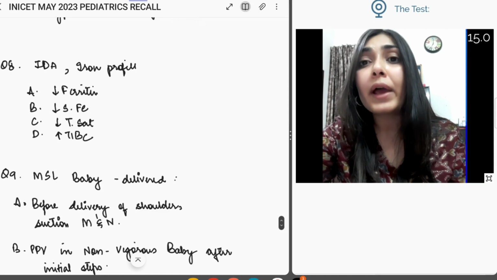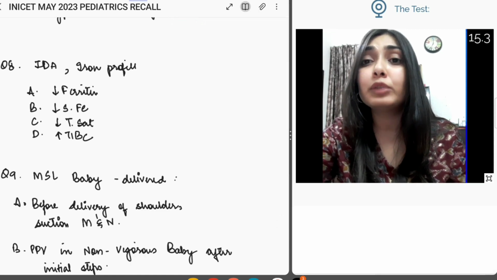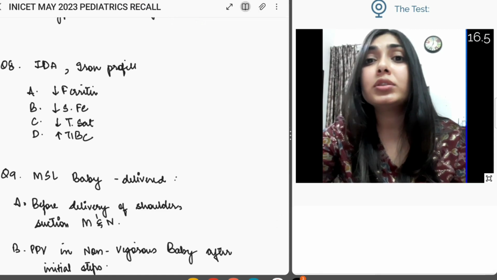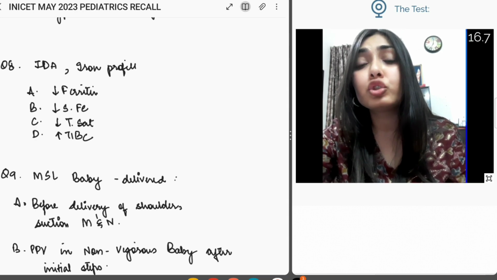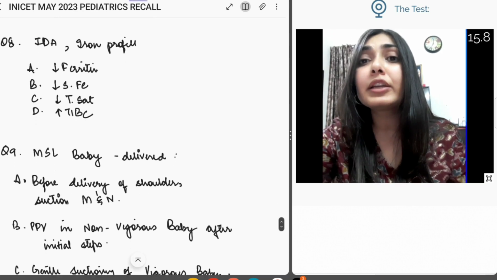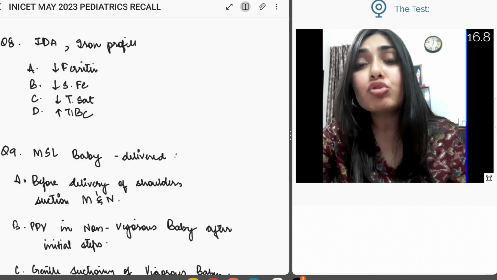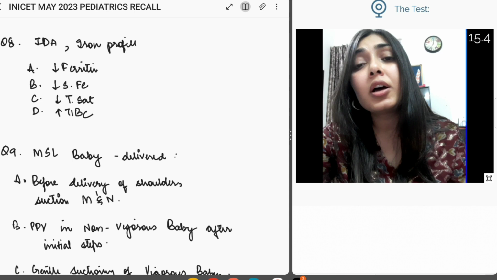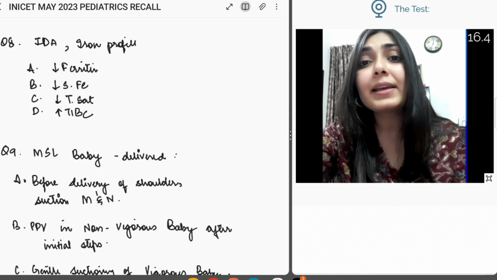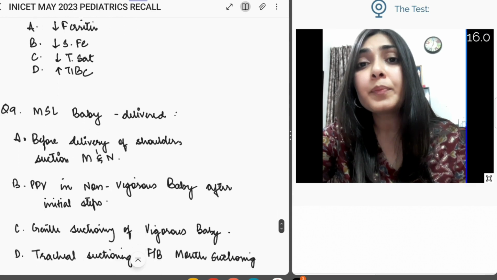The next question was for iron deficiency anemia, and they asked about the iron profile for that child. The first option was decreased ferritin, which is true, stores would be less in iron deficiency. Total serum iron less, which is true. Transferrin saturation less, true. TIBC, that is total iron binding capacity, would be increased because total iron is less. So all these options are correct.